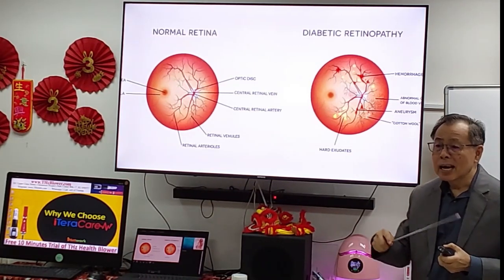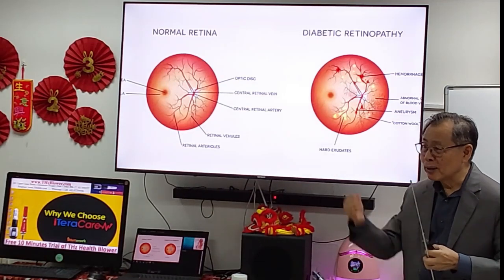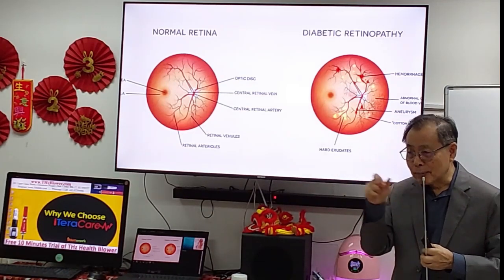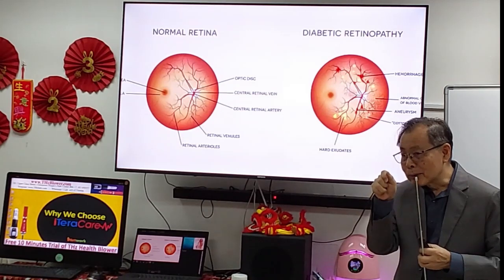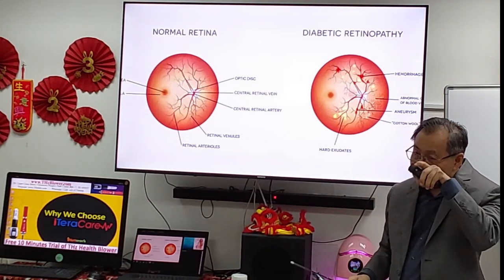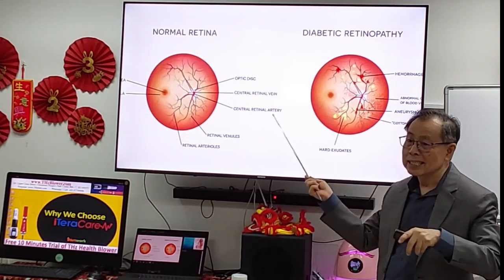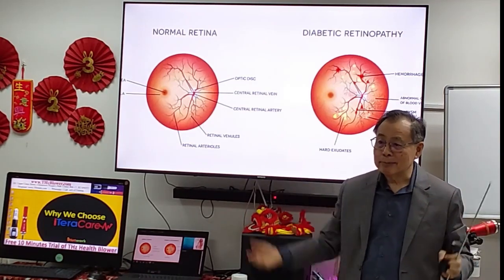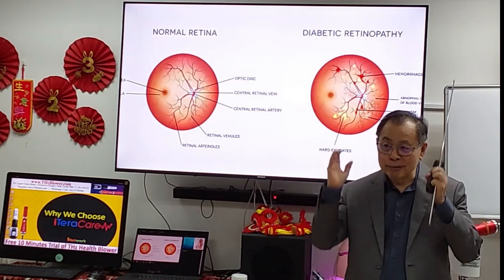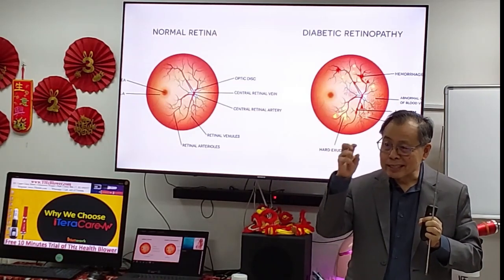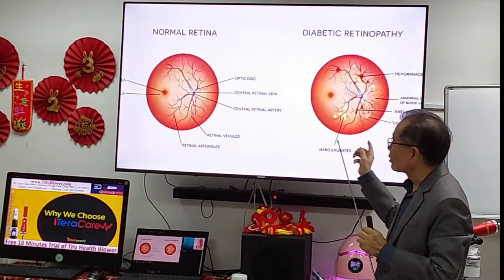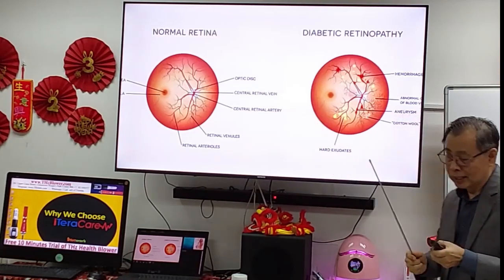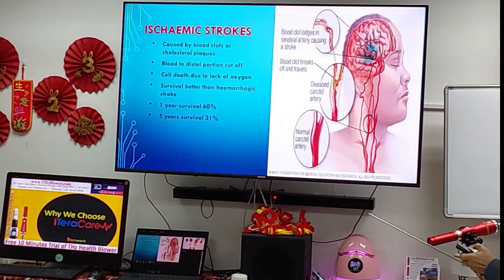So you can see how much diabetes has damaged you by looking at the eye. With the ophthalmoscope, look at the pupil, and through the pupil you can see. Of course, the ophthalmologist has a more sophisticated ophthalmoscope. When you sit before a machine and they magnify it, you can actually see all this very clearly. So that's what happened to the eye.